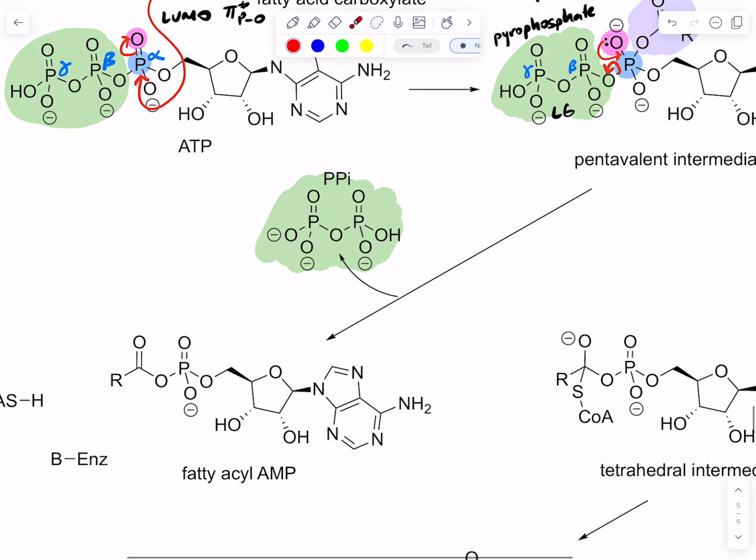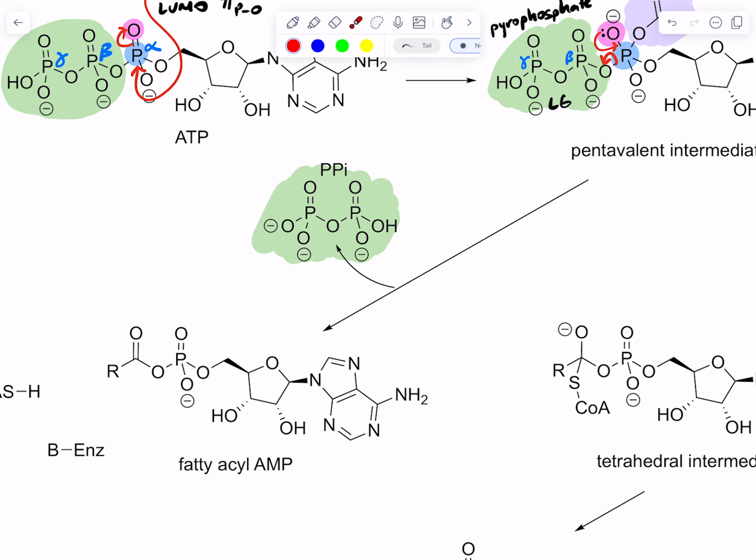All right, here is the product of that step. It's called a fatty acyl AMP. And what we've basically done is a nucleophilic acyl substitution reaction or phosphoryl substitution reaction, in which on the alpha phosphorus of ATP, we've swapped in the carboxylate and swapped out the pyrophosphate group.